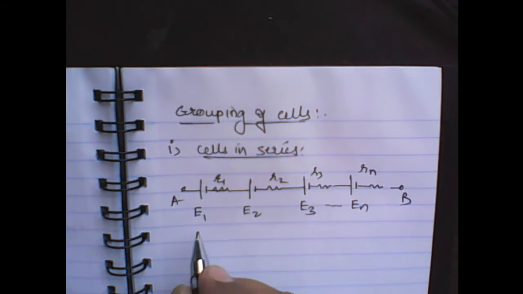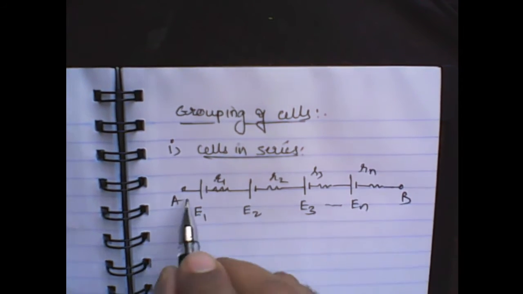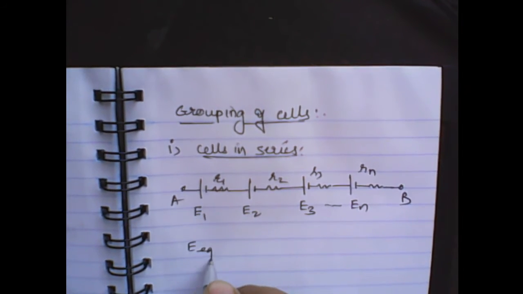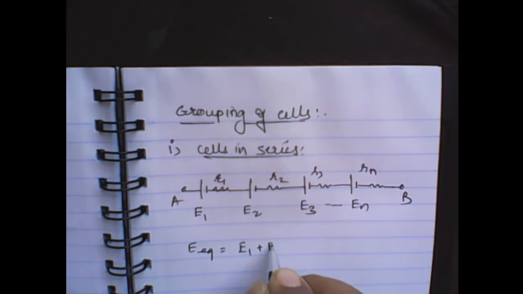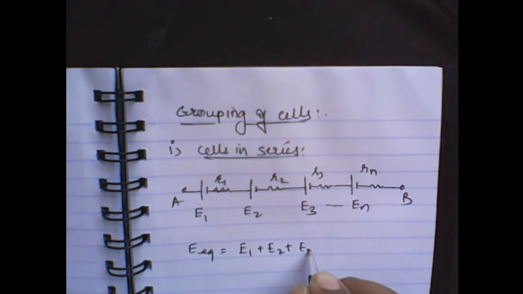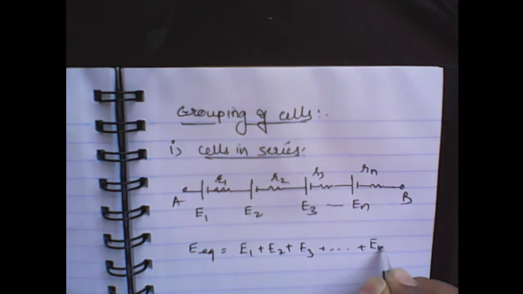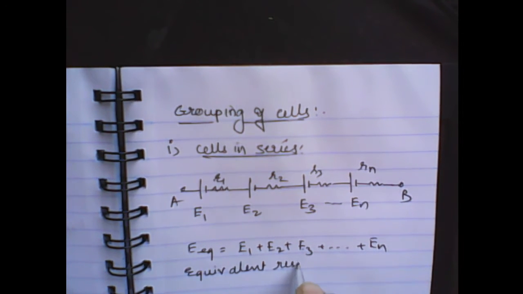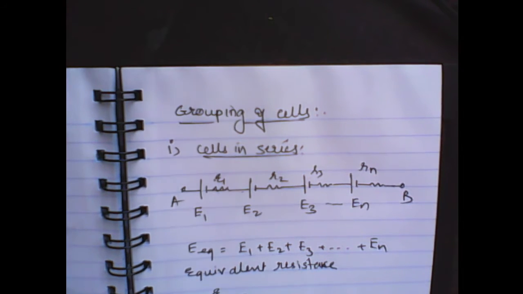If we use our normal equation, we can simply write E equivalent equals E1 plus E2 plus E3 plus up to En. This is the net EMF. And the equivalent resistance, since these resistances are in series, we can give as r equivalent, small r equivalent, equals r1 plus r2 plus up to rn.